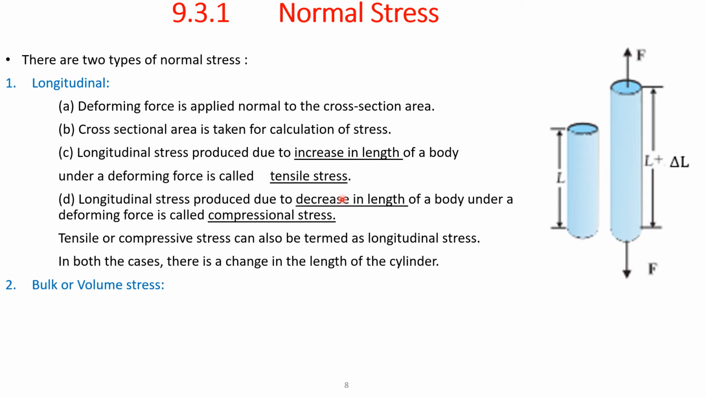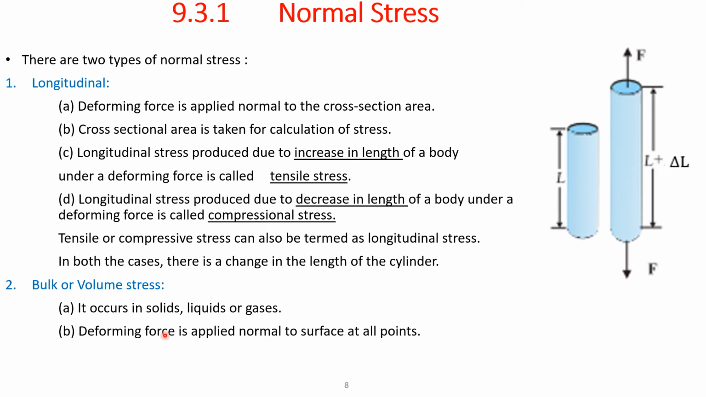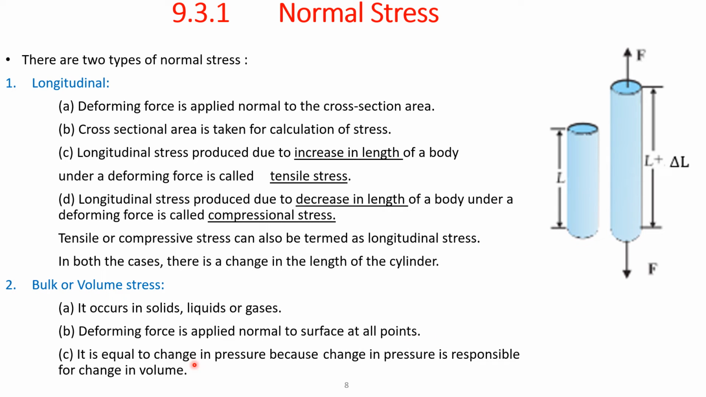The second type of normal stress is bulk or volume stress. In this case, the forces are applied to solids or liquids or gases. The deforming force is applied normal to the surface at all points. That means in bulk or volume stress, forces are applied vertically as well as horizontally, that is, normal at all points. Please underline "at all points". It is equal to the change in pressure, because change in pressure is responsible for the change in volume.